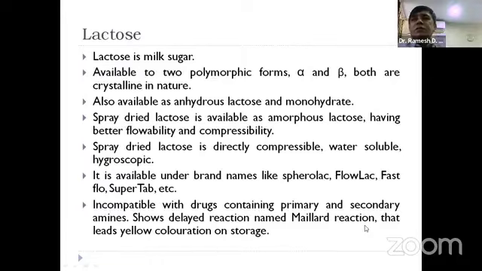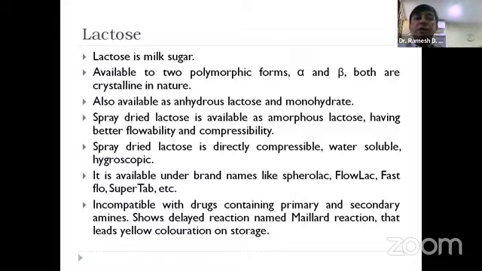In one of the previous GPAT, this question was asked. Though it is not listed in the syllabus list, it was asked. Maillard reaction is actually a delayed kind of incompatibility reaction in which the color of the tablet changes due to the reaction between lactose and the primary or secondary amine containing drugs. And the color becomes brownish. So that reaction is called Maillard reaction. It is a delayed kind of reaction. And that's why lactose cannot be compressed with primary or secondary amine containing drugs.